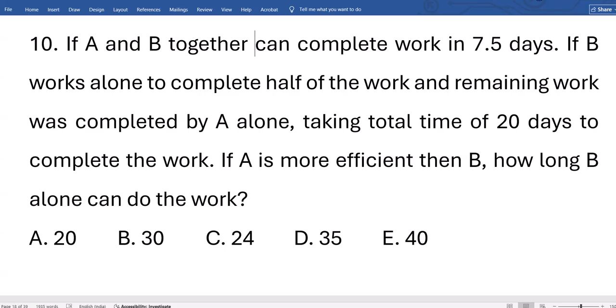It's not meaning A taken 10 days to complete half of the work. Don't think in that way. Maybe A taken 12 days, B may taken 8 days for half of the work. It can be. Right? So now work on this, and for your better clarity, there is one more statement. A is more efficient than B. Then how long B alone can do the work? Is it 20, 30, 24, 35, 40?